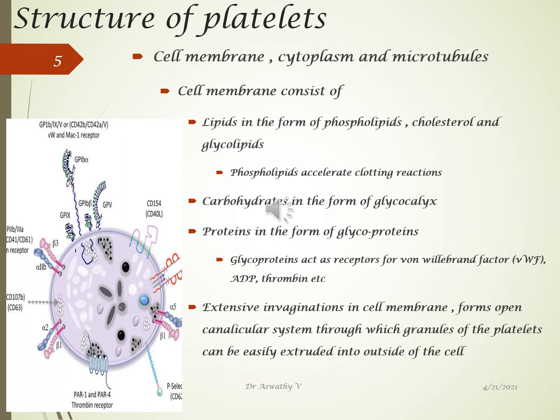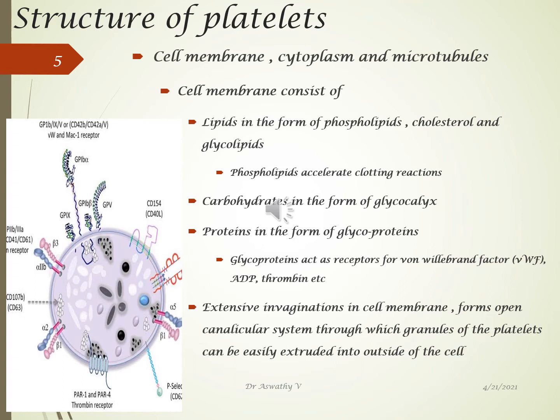It has again the bilipid layer. The lipids will be in the form of phospholipids, cholesterol and glycolipids. Here, see, the phospholipid part is important. The phospholipids in the cell membrane of platelets are called procoagulant phospholipids because they help in coagulation. So, when the platelets are in the inactivated form, they will not expose these procoagulant phospholipids. They will be located in the inside leaf.